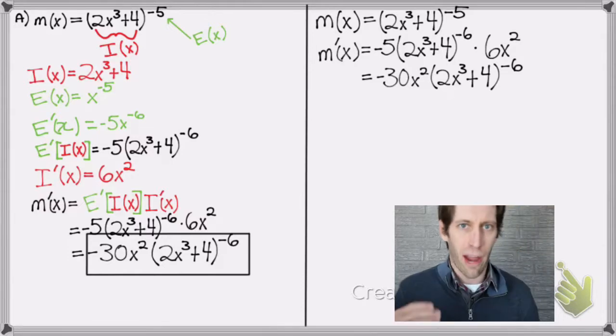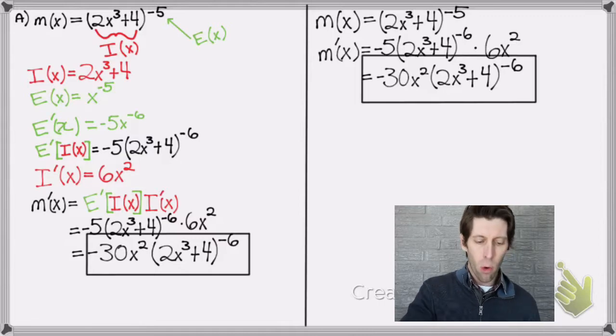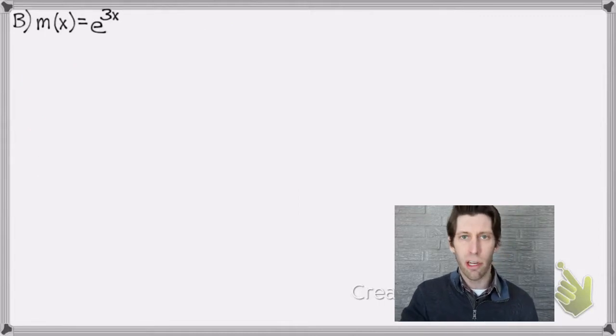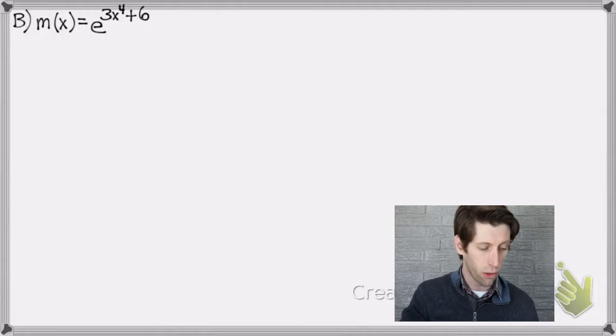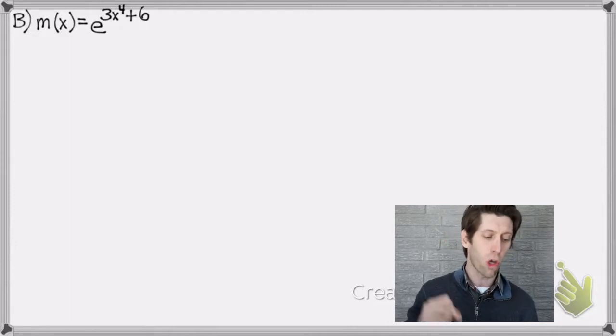Now, at this point, your head is probably spinning a little bit. So we're going to go through the next part of this example, and follow along with me once again. Once we get done with that, you're going to give the third part of this example a shot all on your own. So in the second part of this example, we start with the original function m of x, which is e to the power 3x to the 4th plus 6.